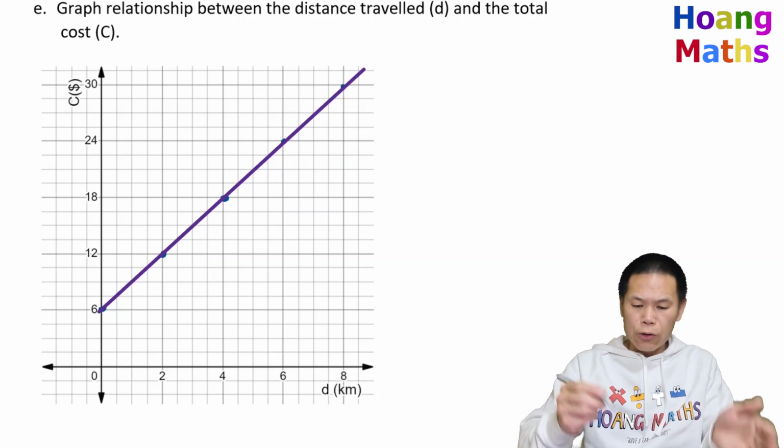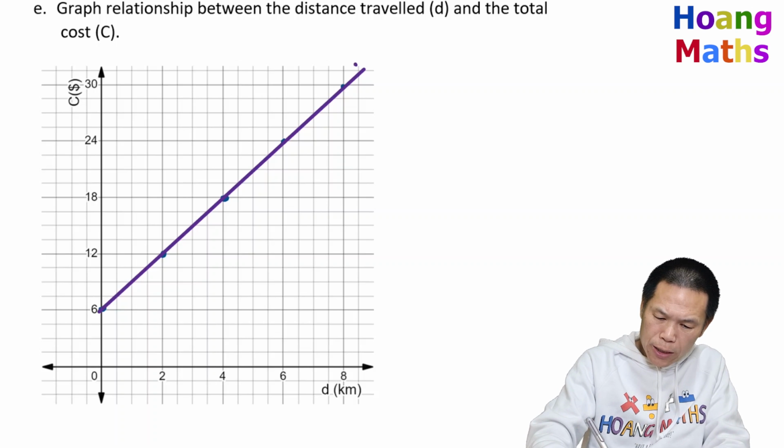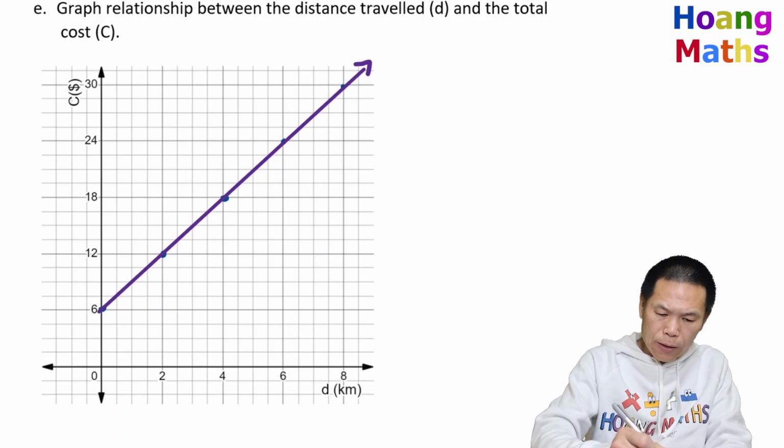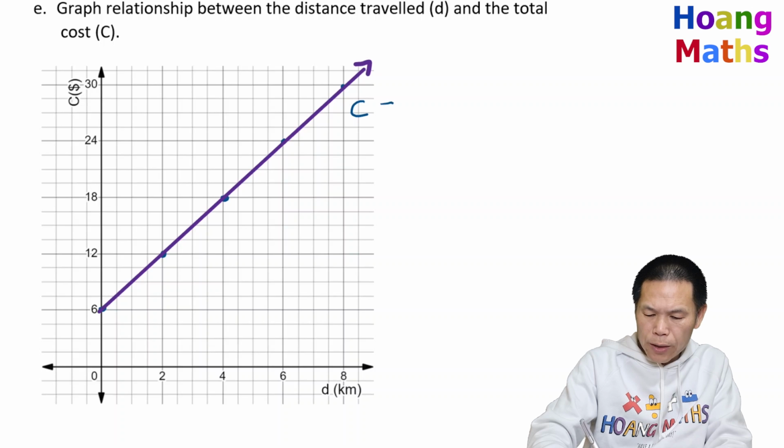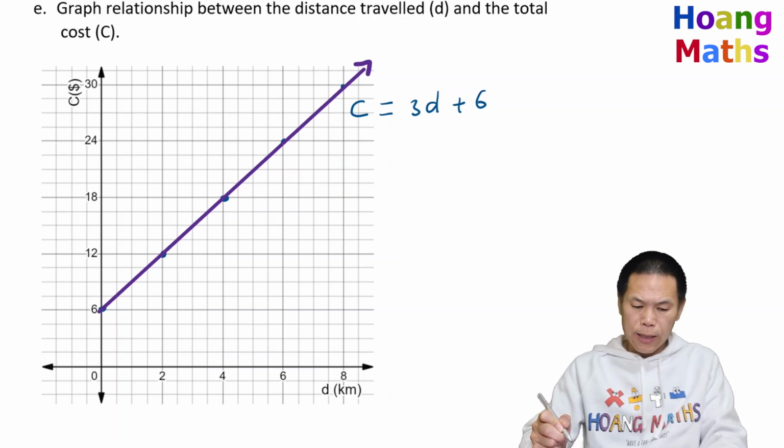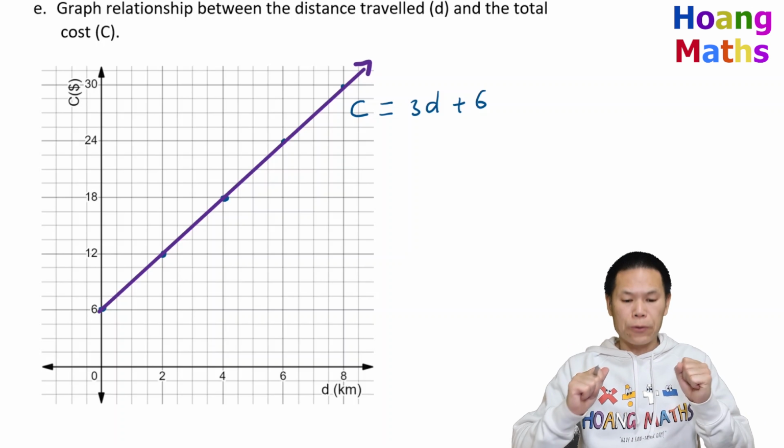So there you go. Let me just put an arrow here. So that is C is equal to 3D plus 6. So there you go.